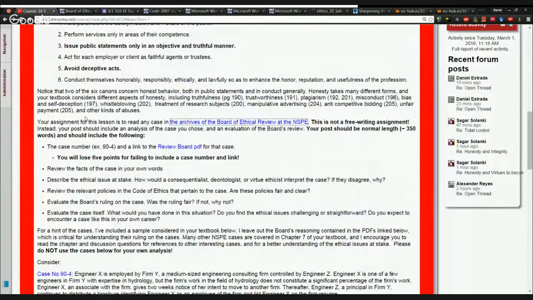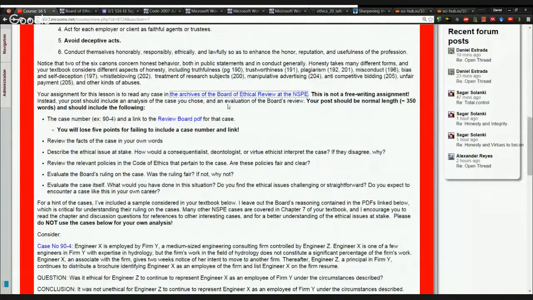So for your assignment for this lesson, I don't want you to just talk about anything. I want you to go to the archives, look up some particular year, and then give an analysis of that board review. I have a couple of requirements. One is to make sure that you put the case number and a link to the PDF for that case. If you don't have both the case number and the link to the case, I'm going to take 5 points off right off the bat. This is just to make sure that you're linking me back so I can check your work, so we can all review the case for ourselves.